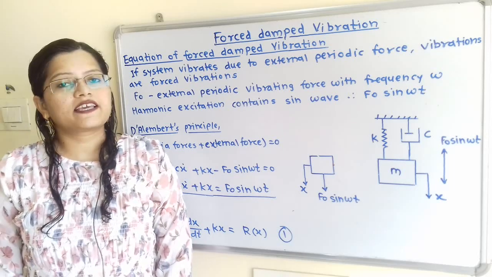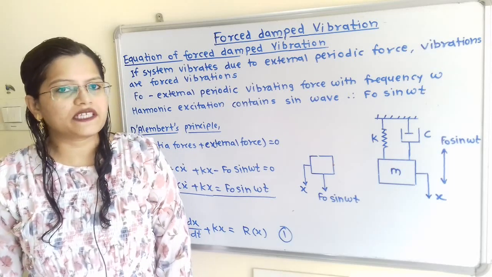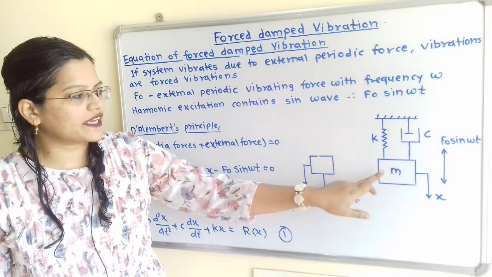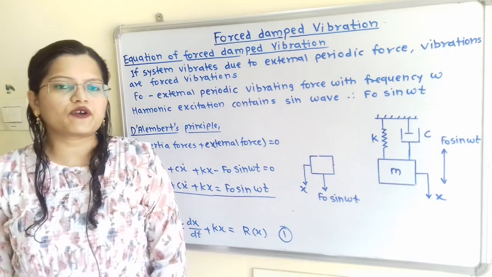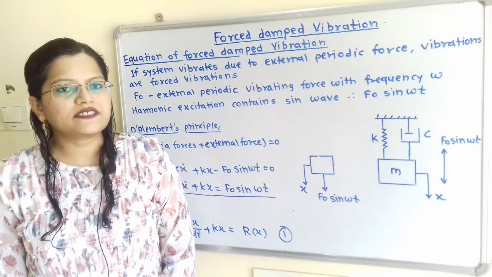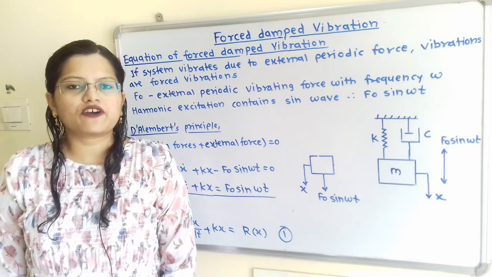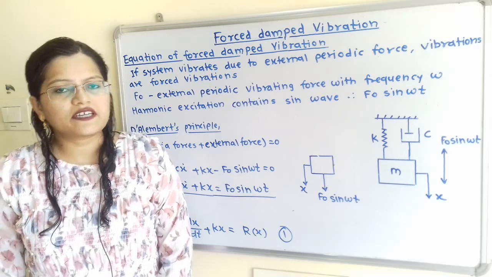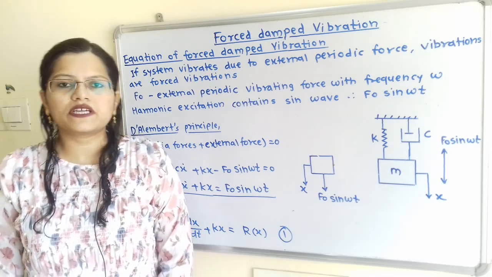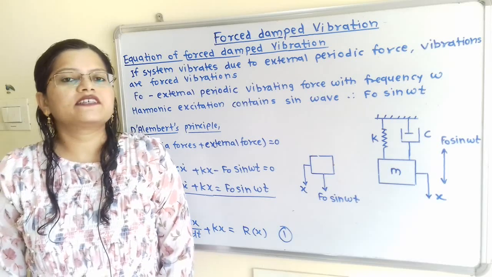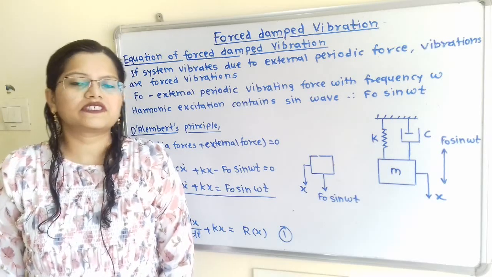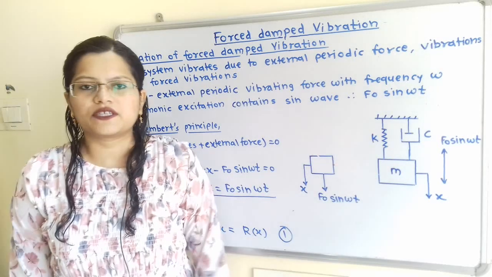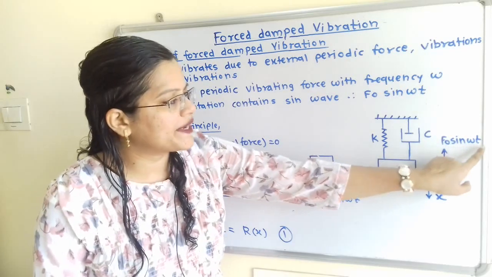Let us understand the concept of force damped vibration with the help of a diagram. The system consists of a spring with stiffness K, mass M and a damper with damping coefficient C. Now this system is applied with an external periodic force which contains the frequency omega. This external periodic force has harmonic excitation, and we know that this harmonic excitation follows the sinusoidal wave. So this external force applied to the system is known as Fo sin omega t.